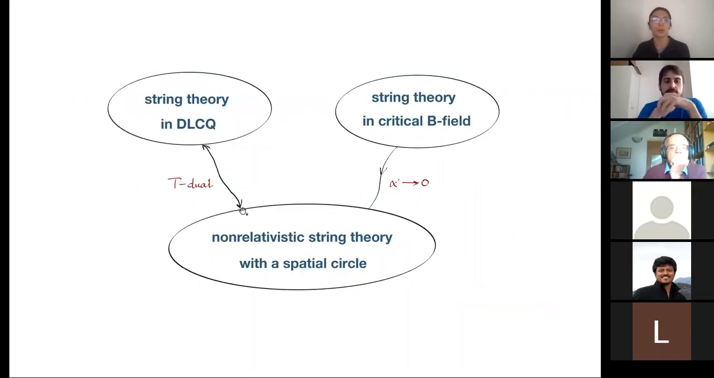Okay, here's just a summary. We can start with string theory in DLCQ and take the T-dual along this light-like circle. Even though it looks like a very singular thing to do, actually we find a non-singular result. That's what we call non-relativistic string theory, and it has a compactified spatial circle. Alternatively, you can also derive the same theory from a low energy limit of string theory, but now you need to couple the string theory to some critical background field.